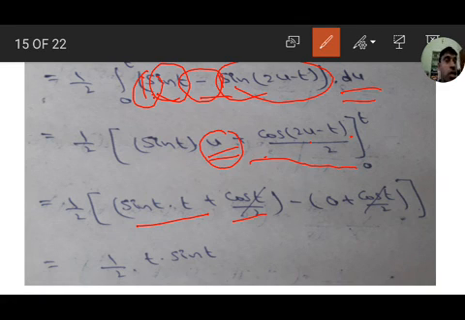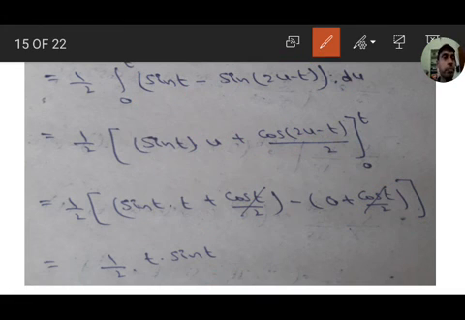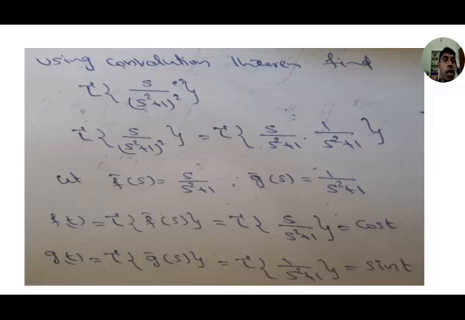Next, if you substitute 0, sin t into 0, 0 we will get. If u is 0, cos of minus t, cos of minus theta is cos theta, therefore cos t by 2. And here cos t by 2 minus cos t by 2, here minus is there, minus cos t by 2 cancel, we get t into sin t, that is 1 by 2 into t into sin t, the answer. Okay, I will repeat the problem.